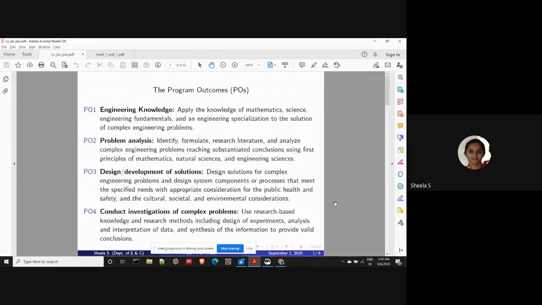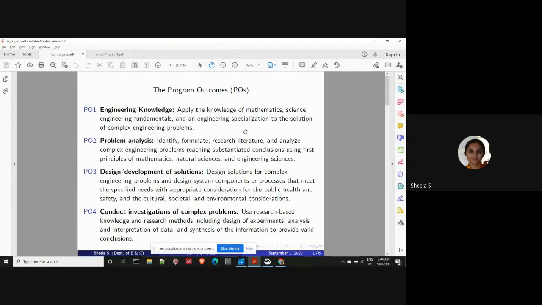So when we consider the first PO, engineering knowledge is nothing but the basic knowledge required to understand this subject. If you are able to understand this subject, you will be able to acquire the corresponding engineering knowledge. And next we have problem analysis. So using this subject, how a problem can be analyzed.